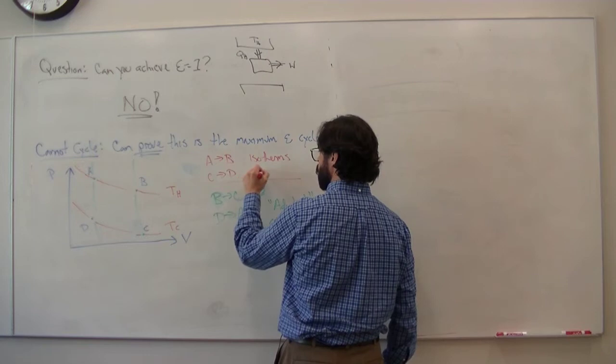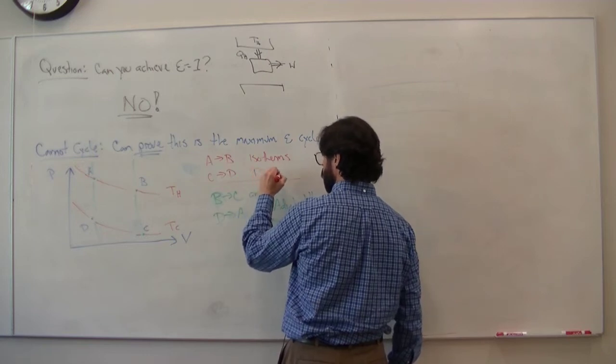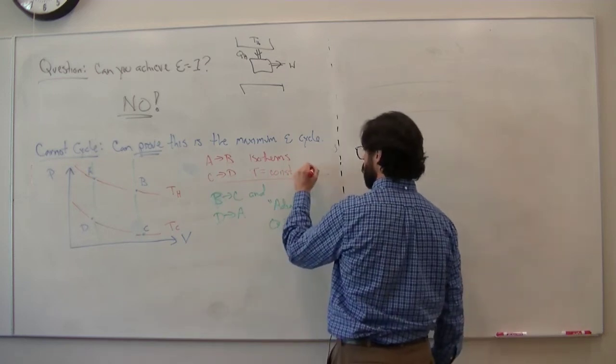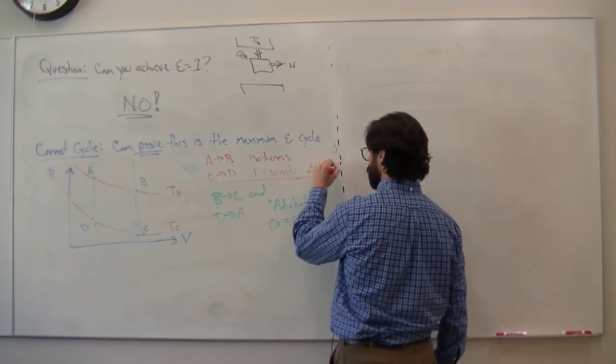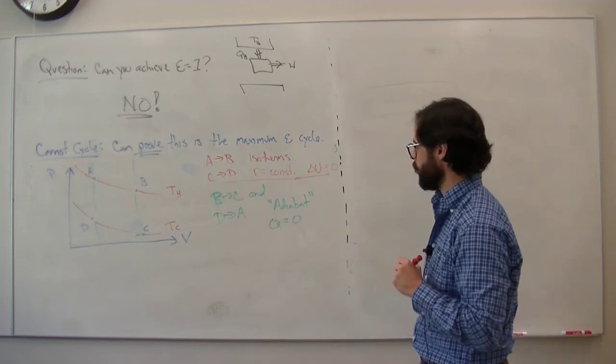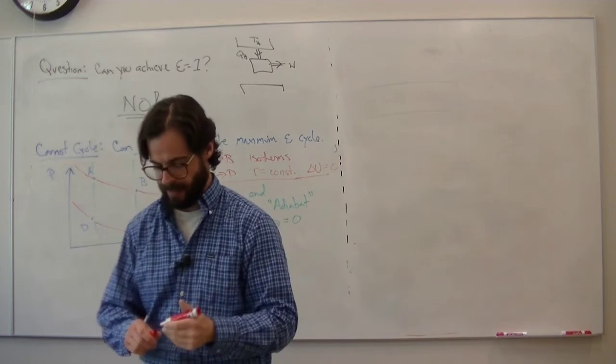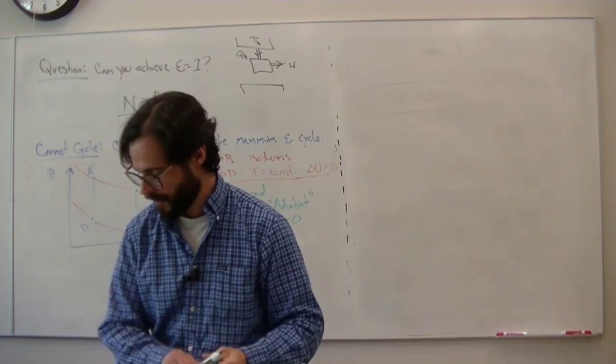And isotherms are defined as temperature being constant, but we know that means that the change in internal energy of the gas is also equal to 0. So as a consequence of that, in the first law of thermodynamics, which is very useful.